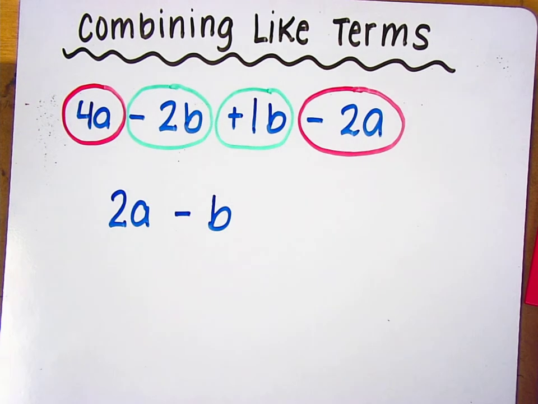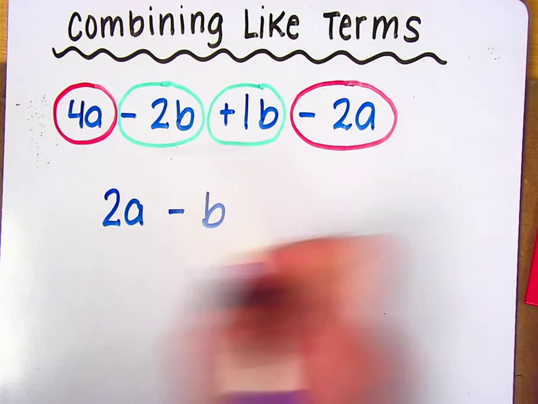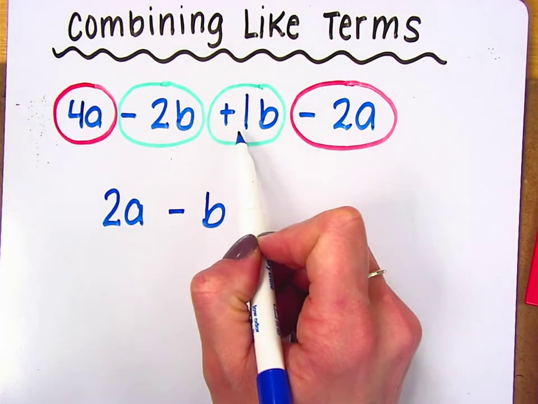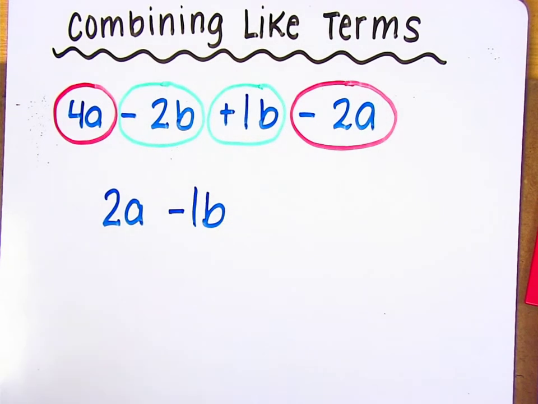We can think about the same way with our coefficients. So we have 4 combined with negative 2, which is 2, and negative 2 combined with positive 1, which is negative 1.